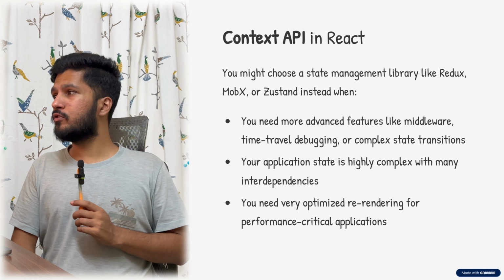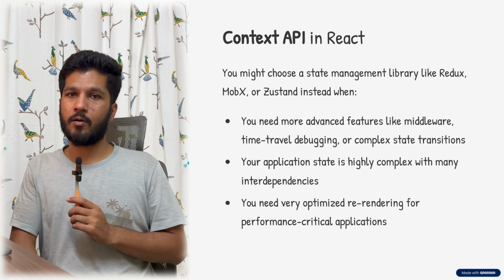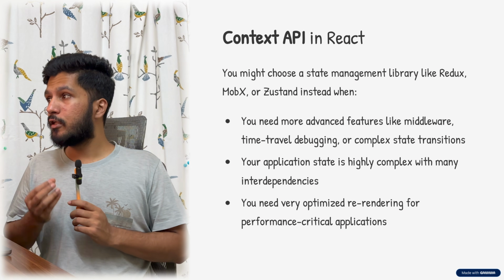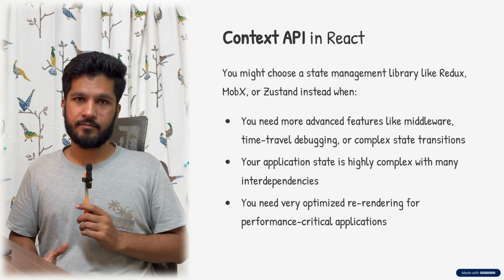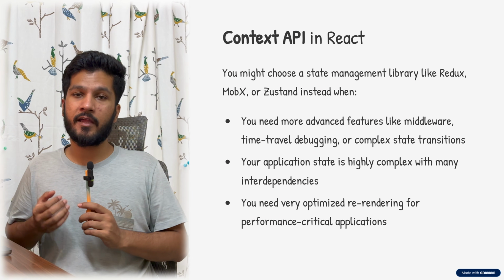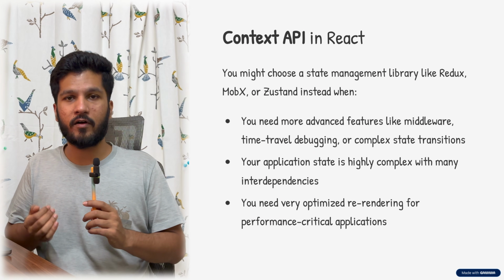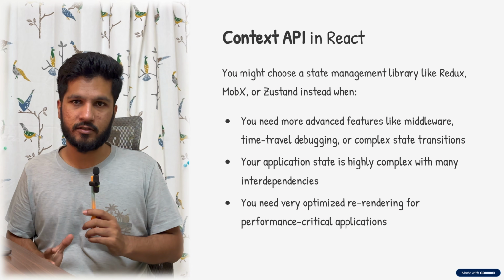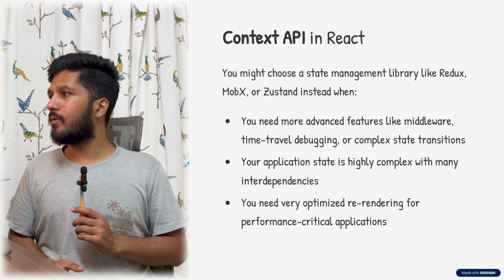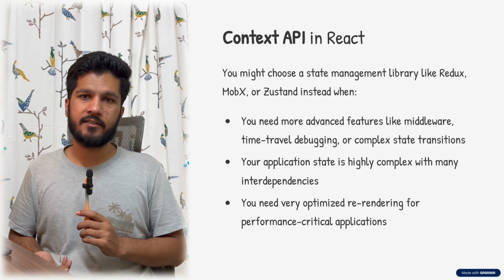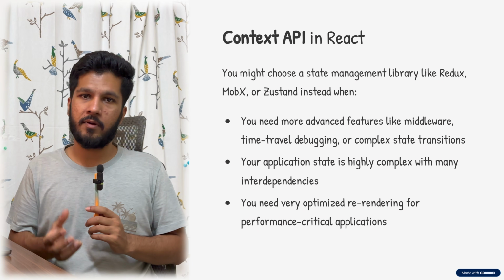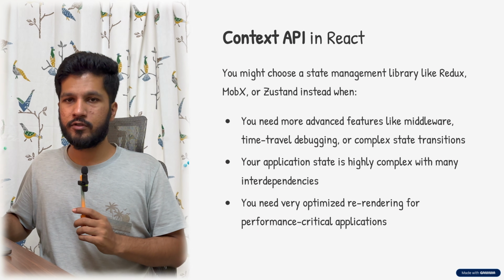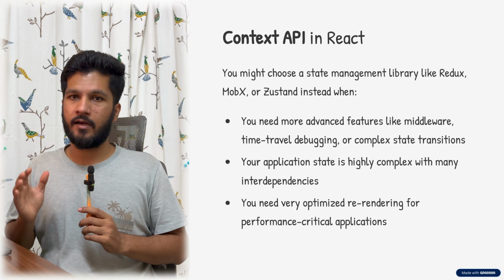Now, you might choose a state management library like Redux, MobX, or Zustand when you need more advanced features like middlewares or complex state transitions. So as we already mentioned, context API is for simpler features or simpler React applications. Also, if your application state is highly complex with interdependencies and you need very optimized re-rendering for performance-critical applications, this is where you use proper state management libraries.